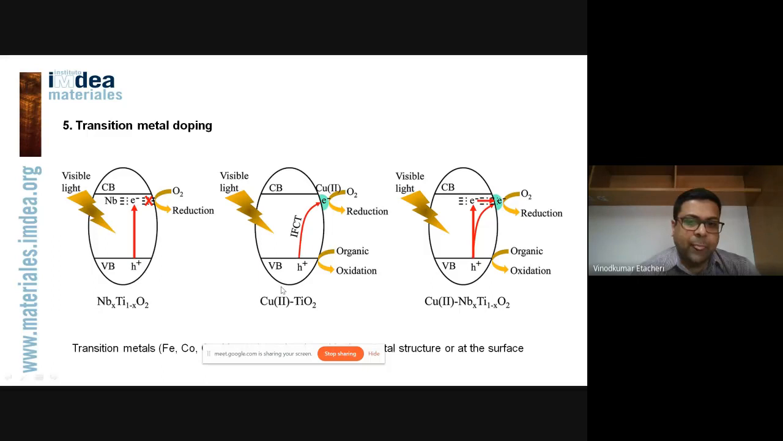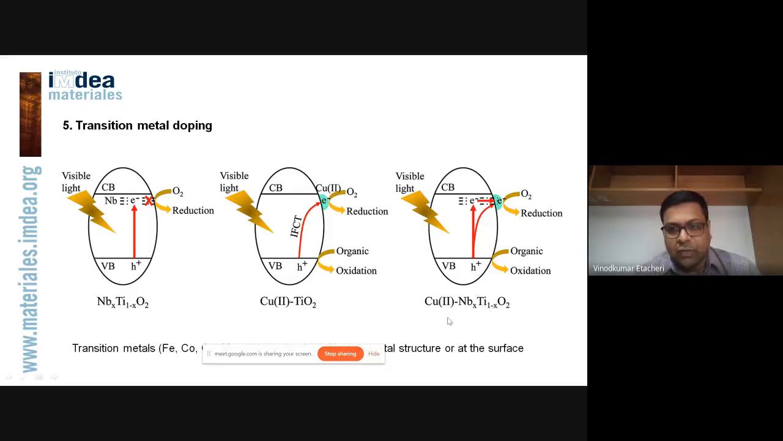Or it could be a different reaction. It could be copper, in this case copper on TiO2. Copper cannot replace titanium, so this also depends on the synthesis method. In this case, copper is deposited on TiO2. It's not real doping. These copper particles can act as electron-hole separating agents, so they can reduce the electron-hole recombination.